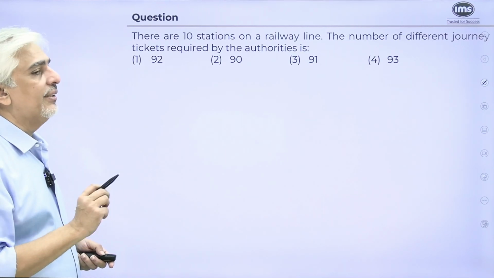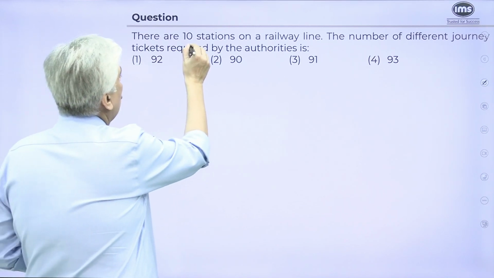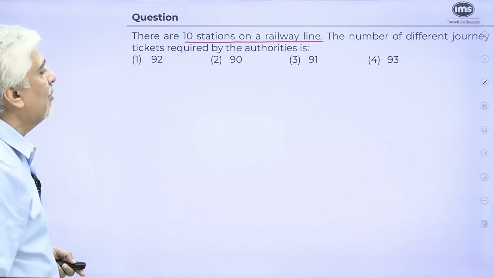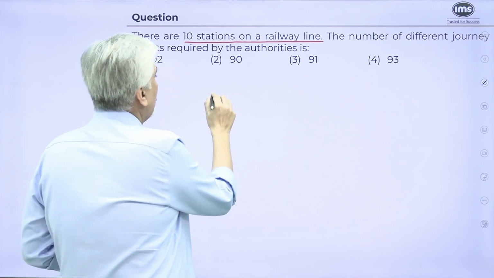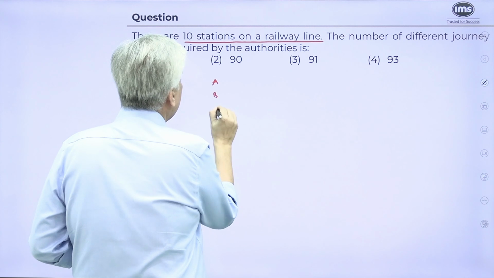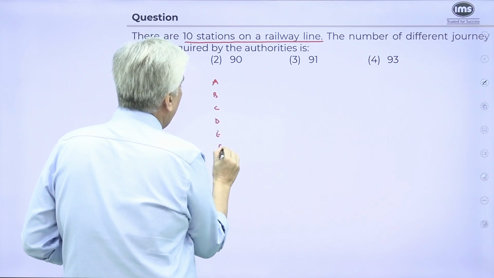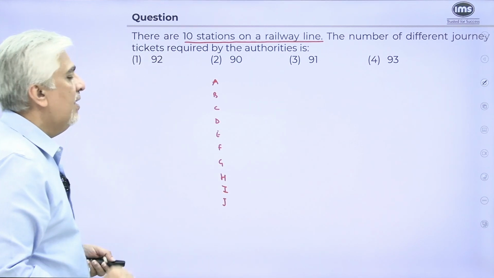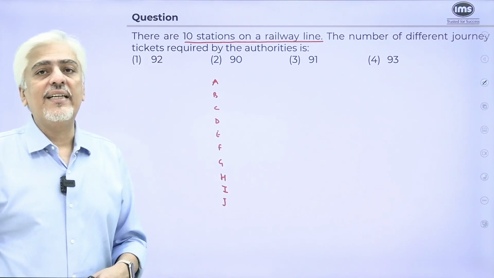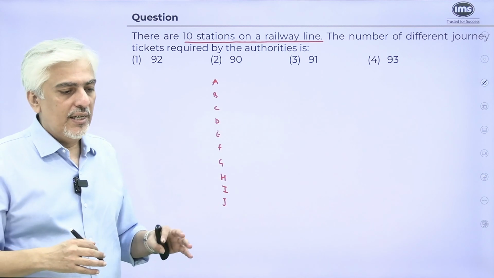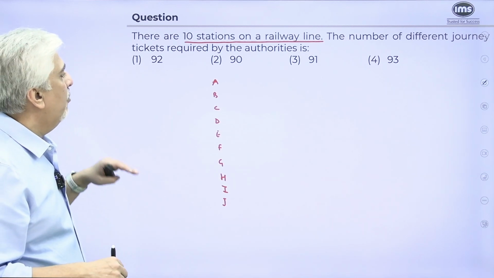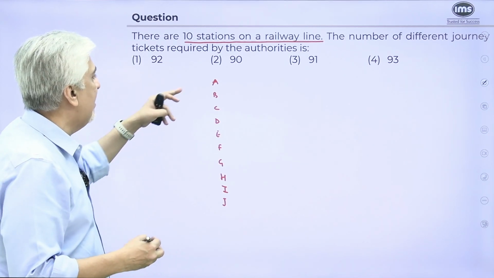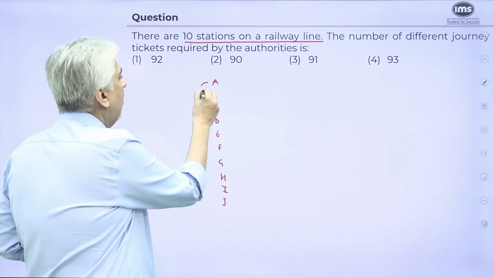Straightforward question from permutation combination. There are 10 stations on a railway line. Number of different journey tickets required with the authorities as well. So suppose there are 10 stations A, B, C, D, E, F, G, H, I and J. Now, how many different types of tickets can be made? Now think logically. From every station, understand that the reverse ticket is also possible. One ticket is A to B and the other ticket can also be B to A.